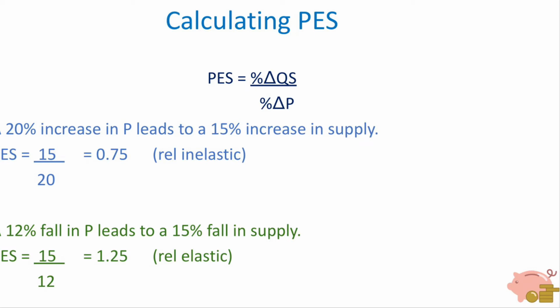And then on the second example, a 12% fall in price leads to a 15% fall in supply. So that gives us a PES figure of 1.25, which is relatively elastic.